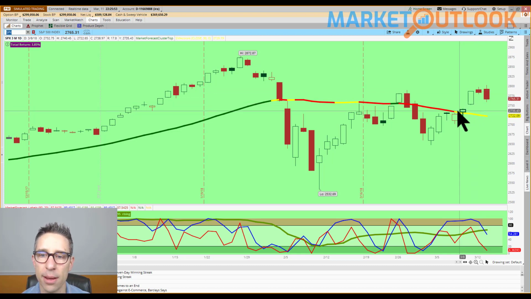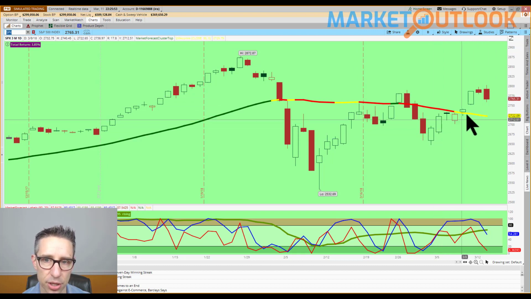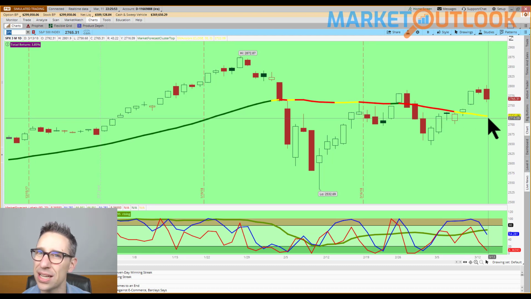The other thing I'll point out is that the moving average itself here, this is the 30-day moving average, is still trending lower. Despite the nice move we had in price action in the last couple of weeks, the moving average, which is a trailing indicator, continues to drift lower. So that's not necessarily the best sign if you're bullish either.